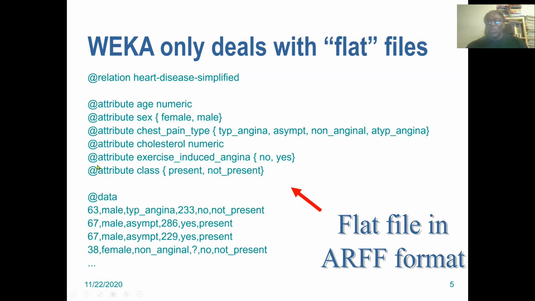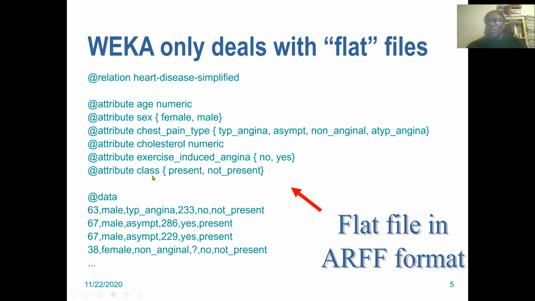So the same thing we continue, we have attributes, the name is cholesterol, the variable name, the data type is numeric, so we can enter any number. Then the attribute exercise induced angina, we have only two options, either we enter no or yes. Then this is our class. The attribute, the class level, present or not present.